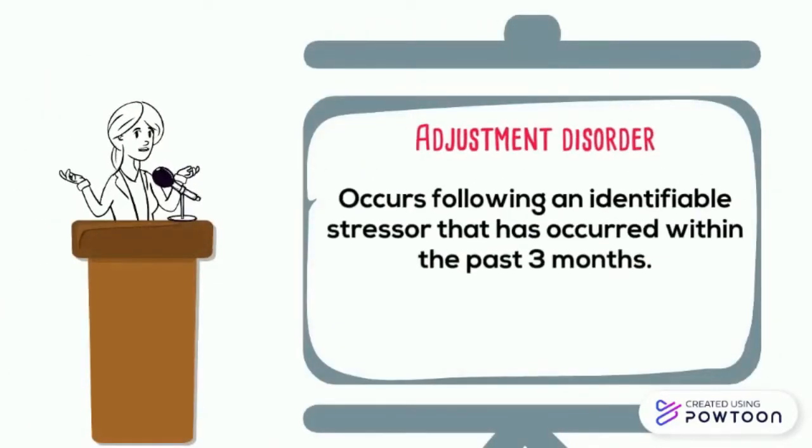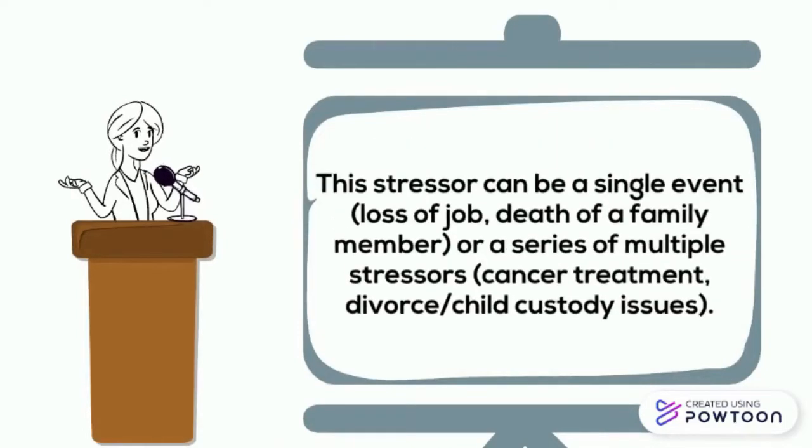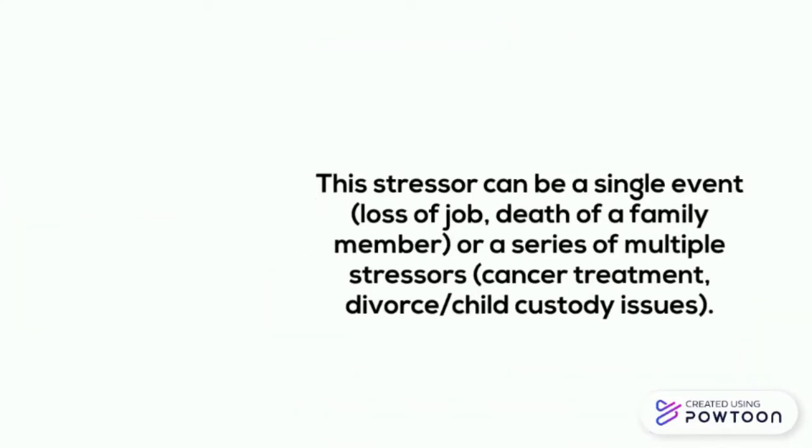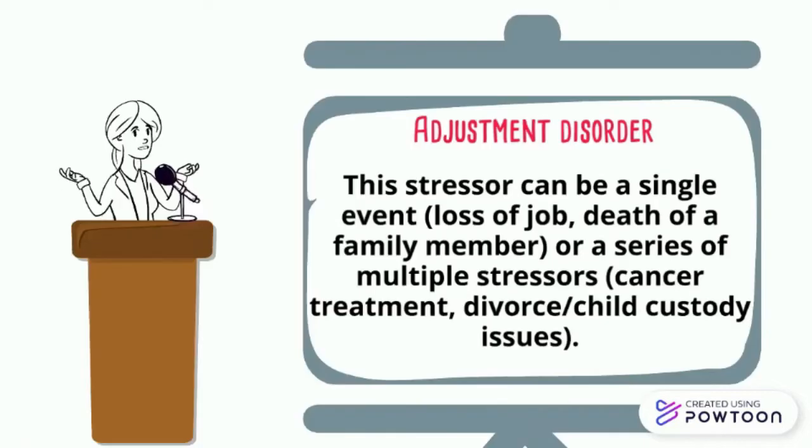Adjustment disorder occurs following an identifiable stressor that has occurred within the past 3 months. This stressor can be a single event, such as loss of a job or death of a family member, or a series of multiple stressors, such as cancer treatment, divorce, or child custody issues.